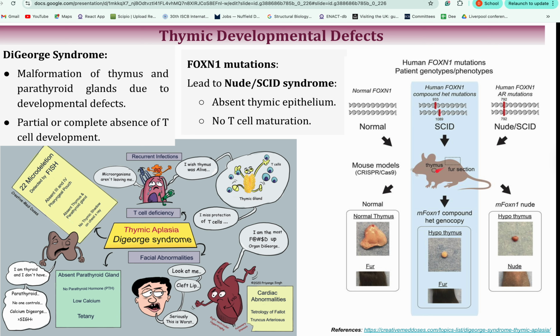Now if we take samples of the thymus and fur section, this is the thymus, which is quite short. This is referred to as hypothymus. And this is the fur, which is darker. Then comes FOXN1 autosomal recessive mutations. This gives rise to nude or nude/SCID. In this case, again there is hypothymus, but the fur is nude. That's why this is referred to as nude SCID.